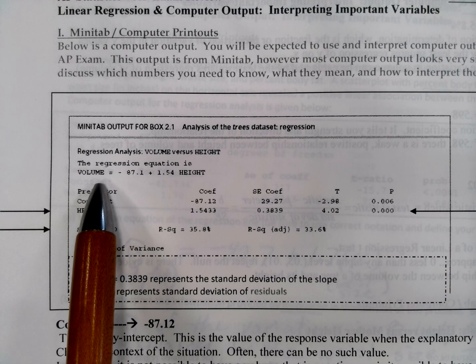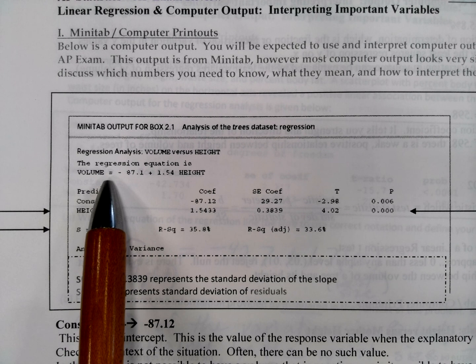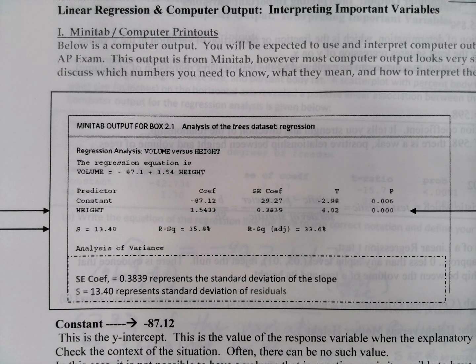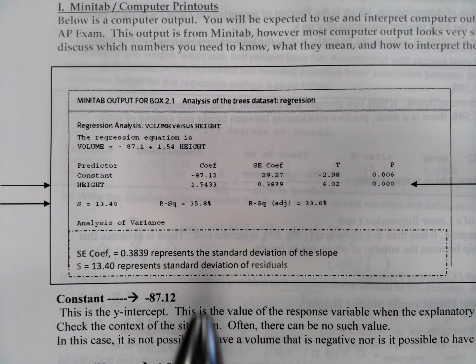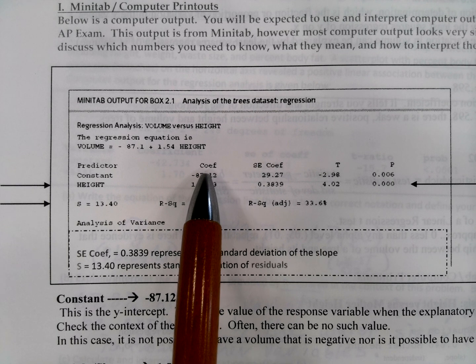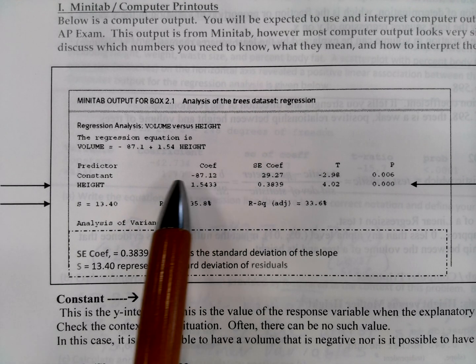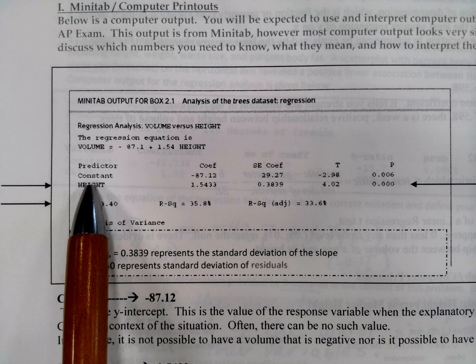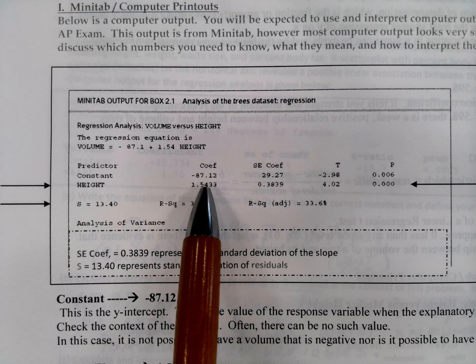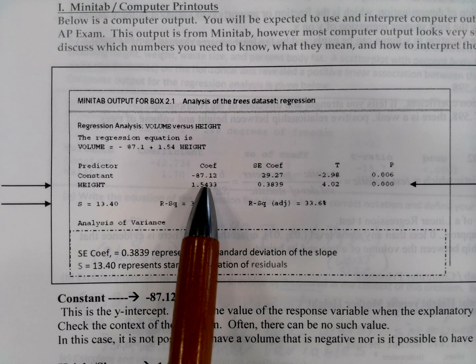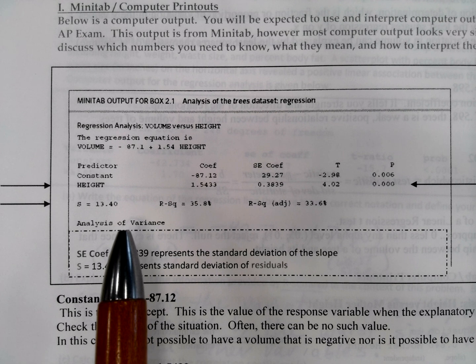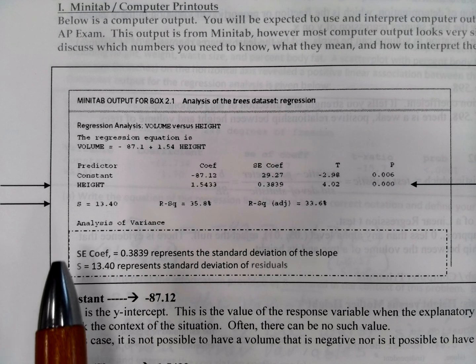This computer printout has the regression equation here on it already, but most of them don't. And if you ever do an AP problem, they usually don't give you the equation. You have to come up with it yourself. So usually the coefficient column is what we need right away. The constant part of that is your y-intercept. The constant, just like it says, doesn't change. That's why it's called constant.